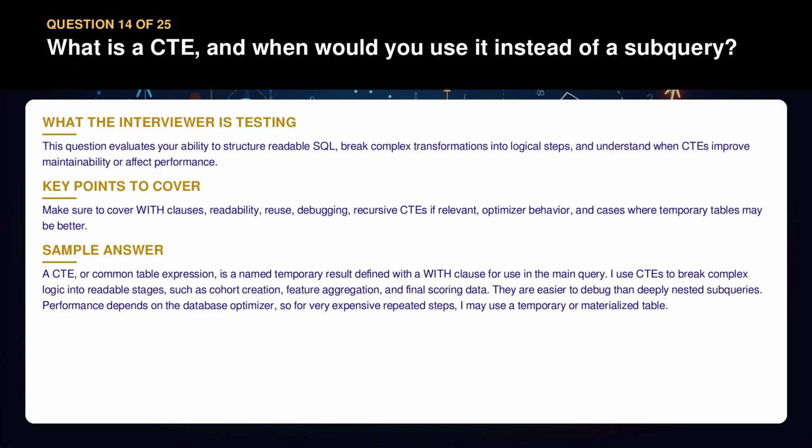A CTE, or common table expression, is a named temporary result defined with a WITH clause for use in the main query. I use CTEs to break complex logic into readable stages, such as cohort creation, feature aggregation, and final scoring data. They are easier to debug than deeply nested subqueries. Performance depends on the database optimizer, so for very expensive repeated steps, I may use a temporary or materialized table.